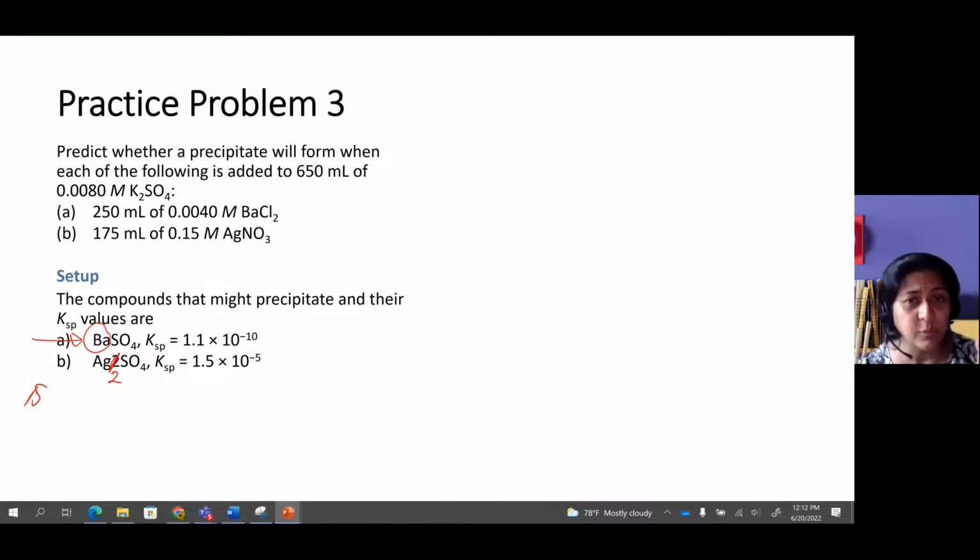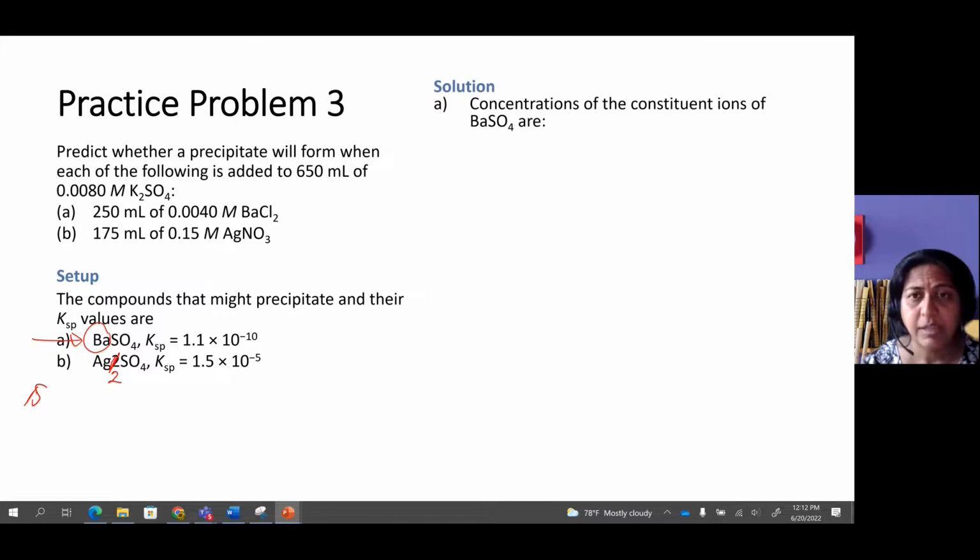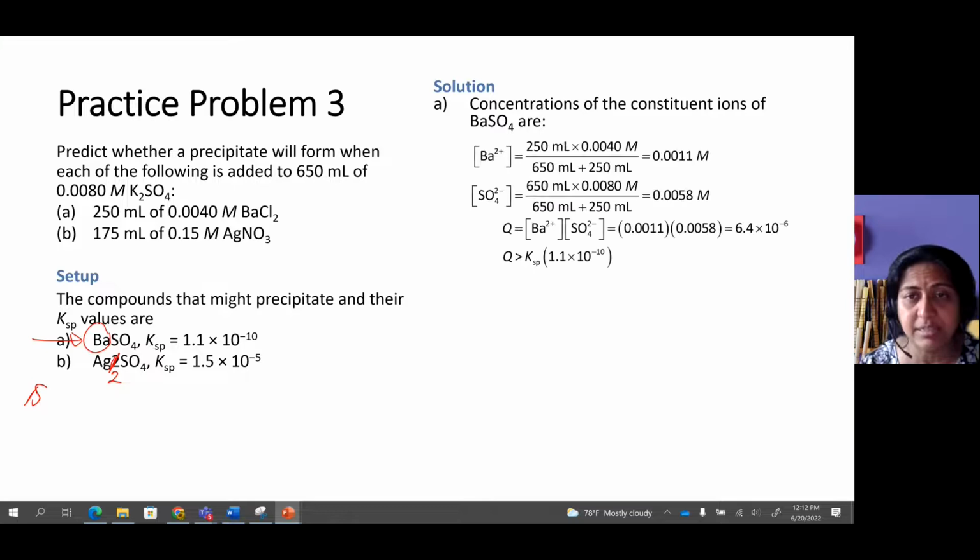So we need to calculate the initial concentrations of each ion separately. Let's calculate the concentrations of the barium and the sulfate ions. For the barium 2 plus, how do we calculate the concentration? The moles divided by the total volume. The barium ions are added by the barium chloride.